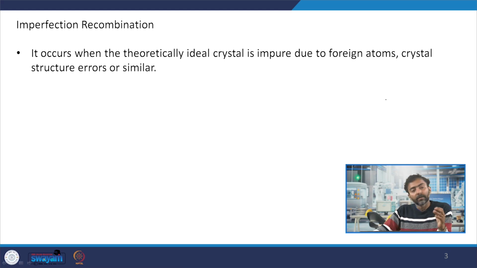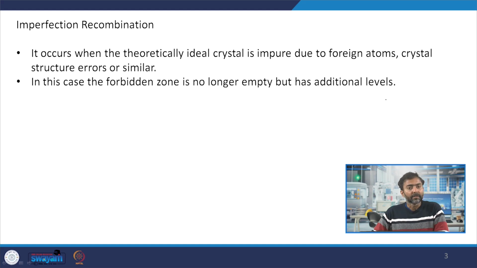However, apart from the desirable dopants, if there is some undesirable impurity, some foreign atom which is not supposed to be there, or there is some error in the crystal structure due to which some unwanted energy bands or energy states are created, those are the ones which create this imperfection recombination. And what happens due to this imperfection is that the forbidden zone is no longer empty but has additional levels.